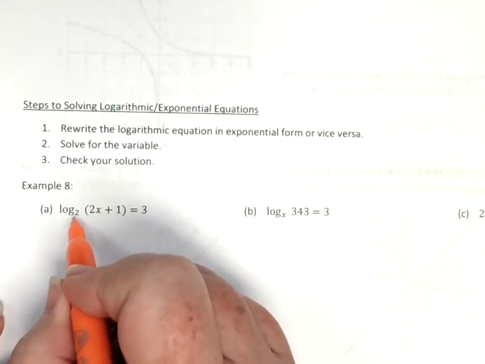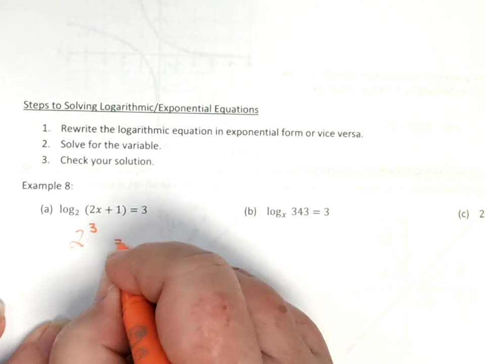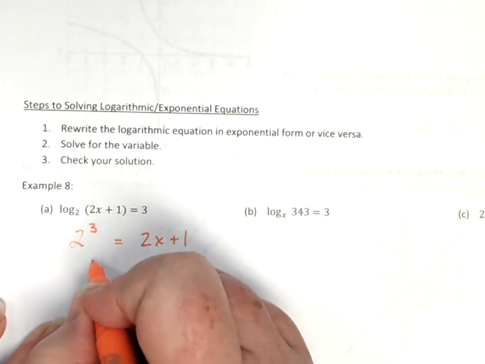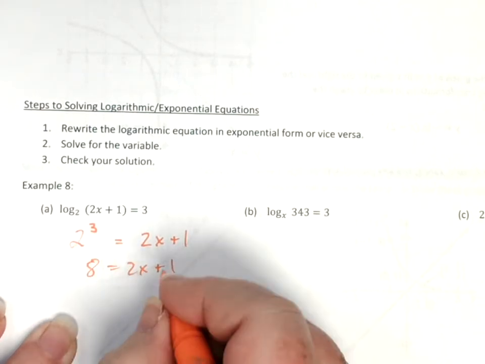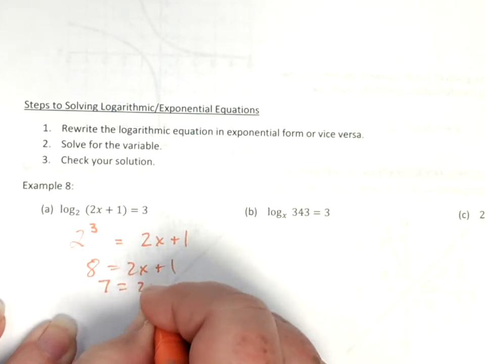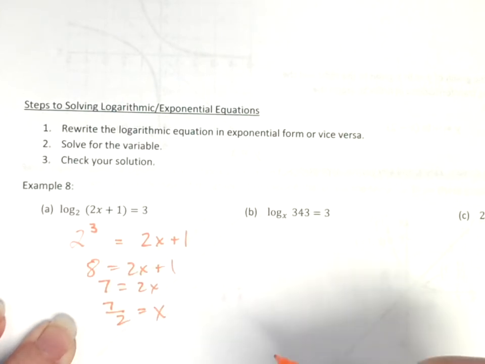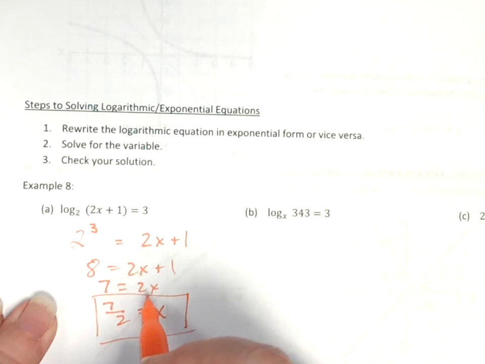Well, the base is 2, the exponent is 3, so that's 2 to the third power equals 2x plus 1. Well, 2 to the third power is 8. Oh, that's easy to solve. I can subtract 1, 7 equals 2x, divide both sides by 2, 7/2 is equal to x. We solved this problem much easier by converting it into exponent form.